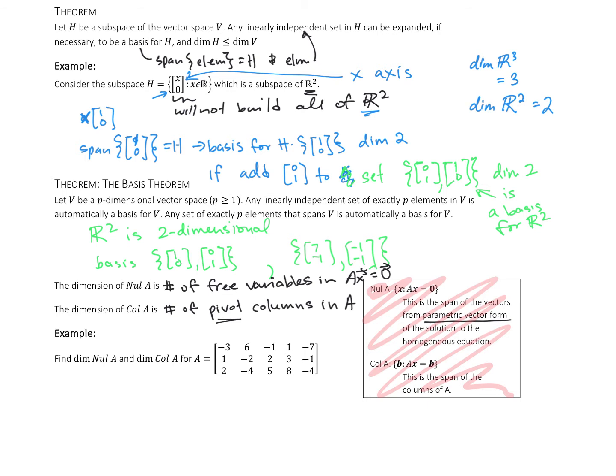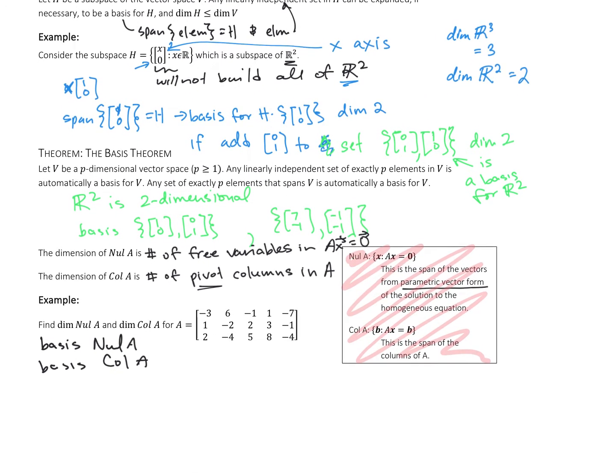Okay, so we're going to find the null space, the dimension of the null space, and the dimension of the column space for A, which means that we need to find the basis for the null space and the basis for the column space, which basically means we need to find the null space and the column space.